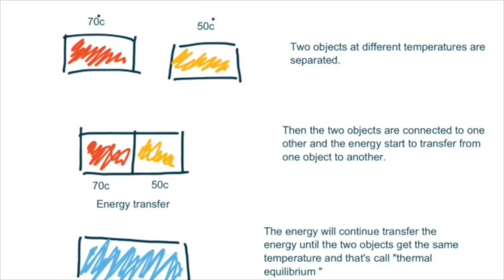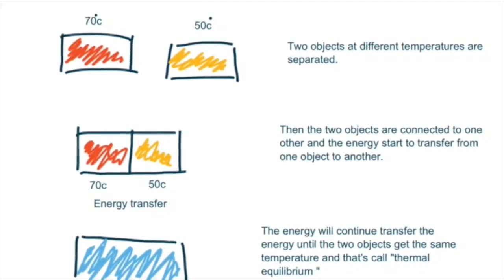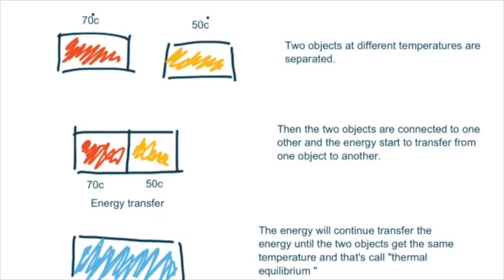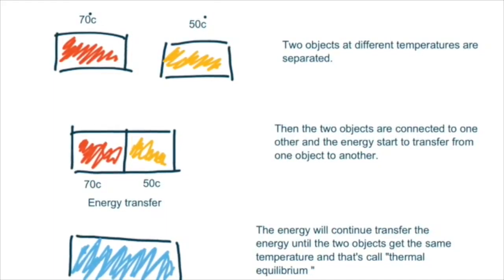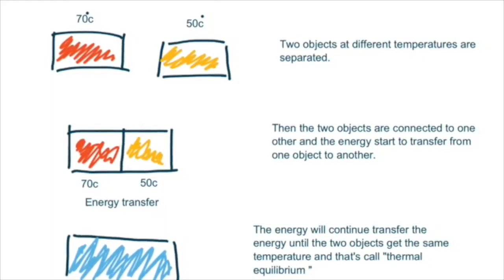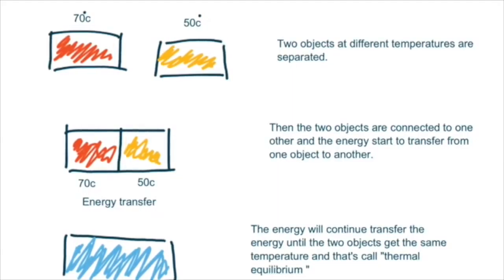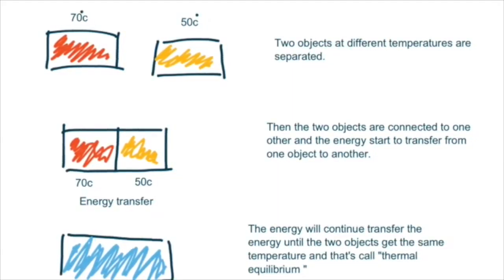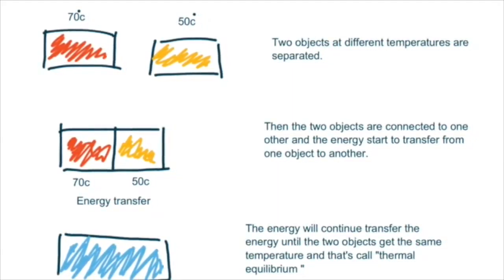These two objects are separated. Then you connect both objects and they start to transfer energy. This is what is called energy transfer. After that, the energy will continue to transfer until the two objects get the same temperature. This is what is called thermal equilibrium.